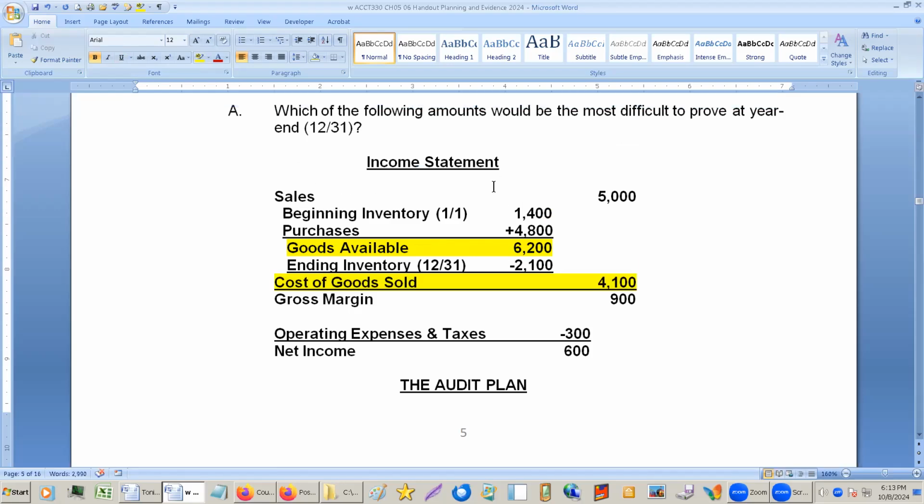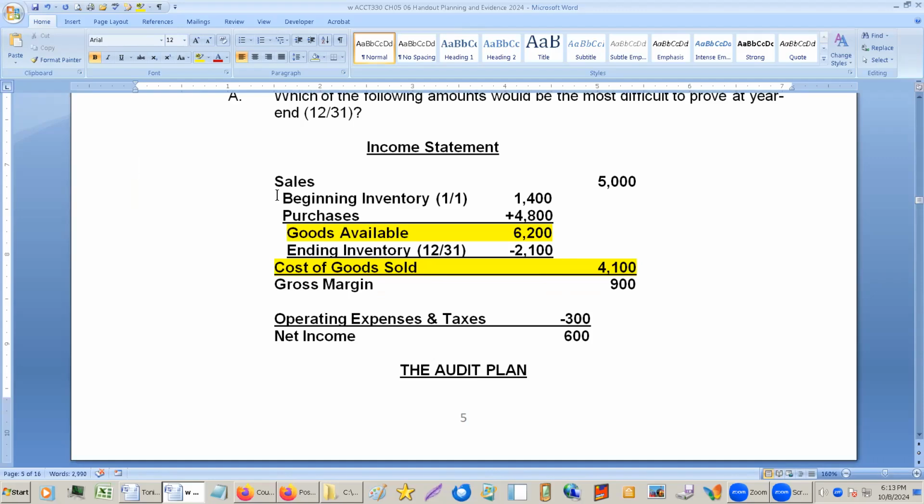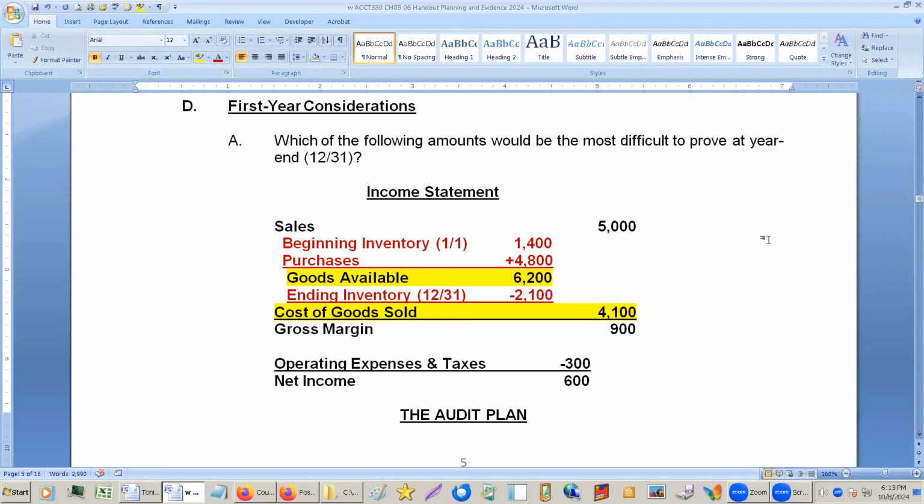Okay, now looking at this income statement, we're at year end. Which one of these numbers is going to be really hard to find at year end? Really hard to prove. And I don't mean the ones in yellow, the ones in yellow are just the totals. Out of these three numbers, which one's going to be the more difficult one to prove at year end?